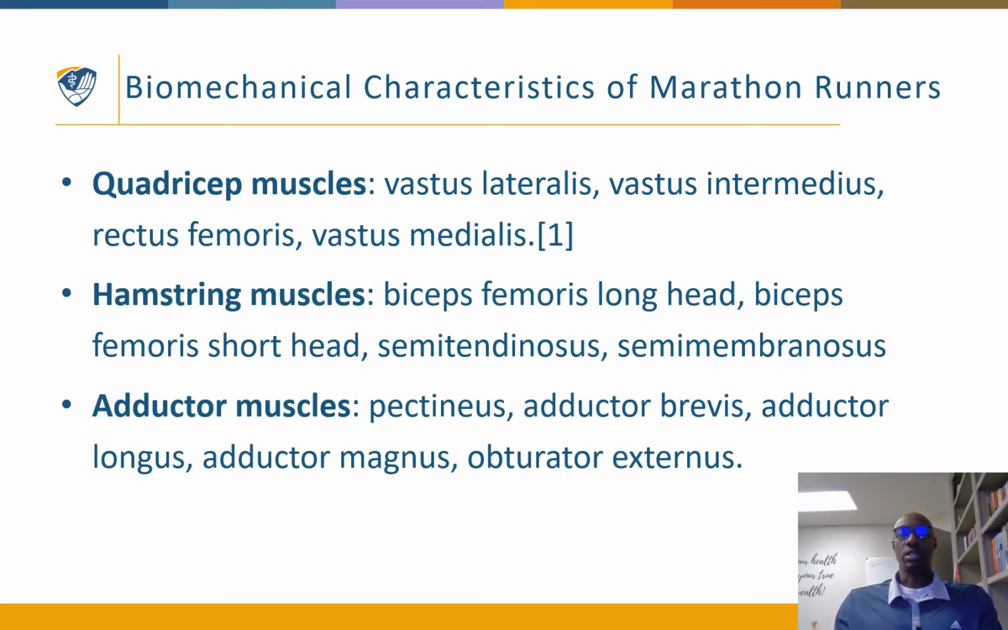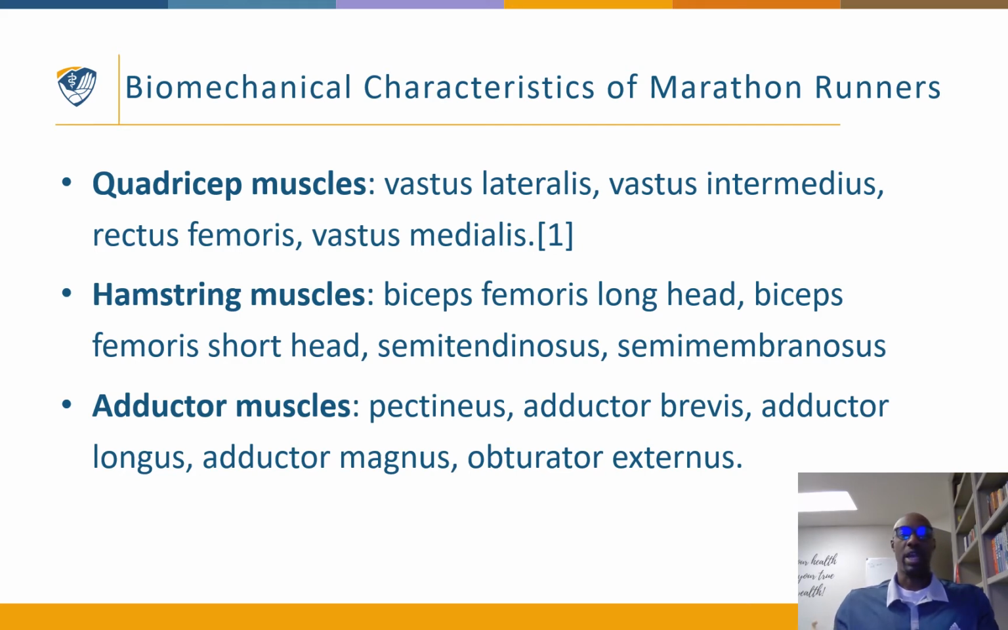From here, the quadriceps group, which is your vastus lateralis, vastus intermedius, rectus femoris, and VMO. These structures are consistently utilized as well as overused during running activity. The hamstring muscles, in addition, are your eccentric control, and they also perform a concentric action: the biceps femoris long head, the biceps femoris short head, as well as the semitendinosus and the semimembranosus.